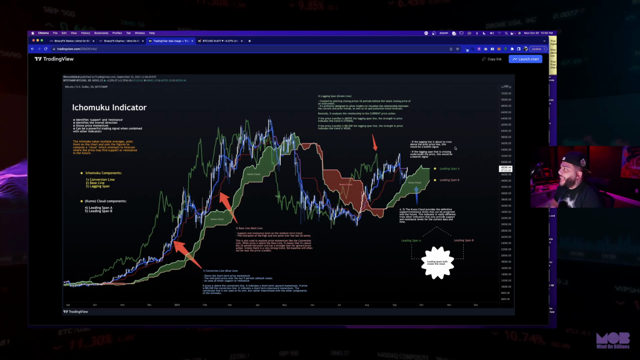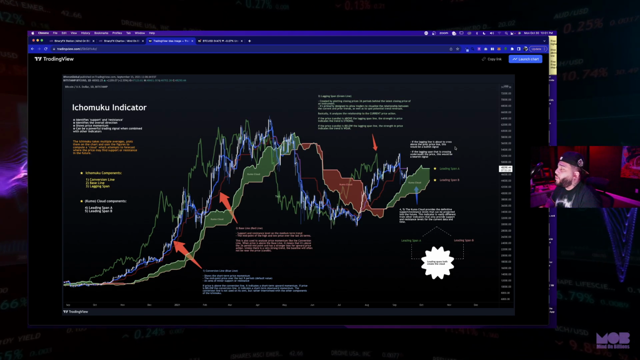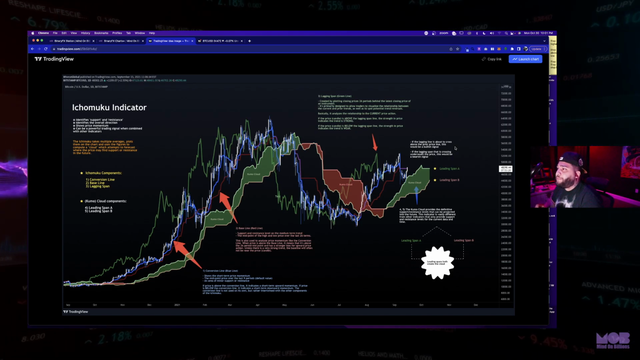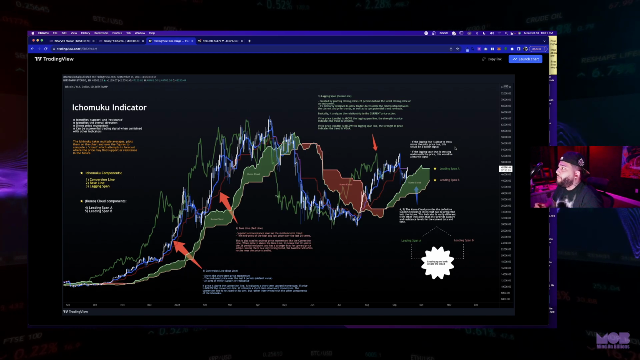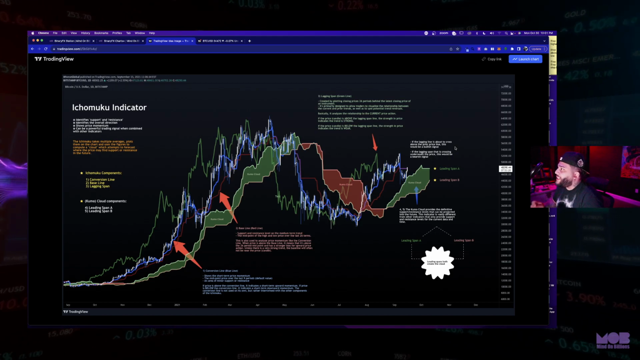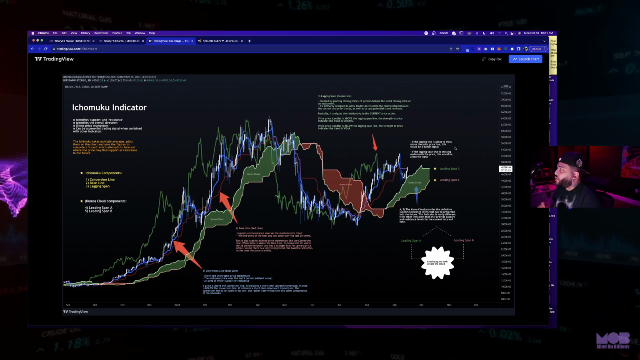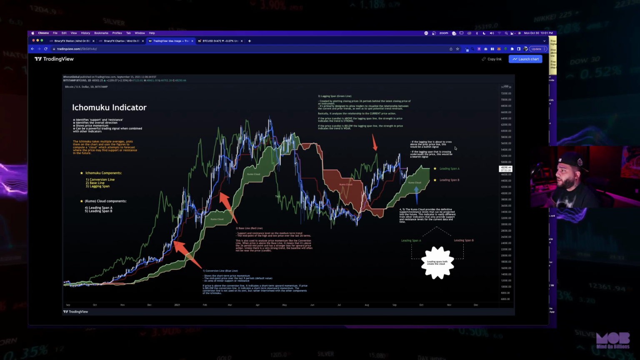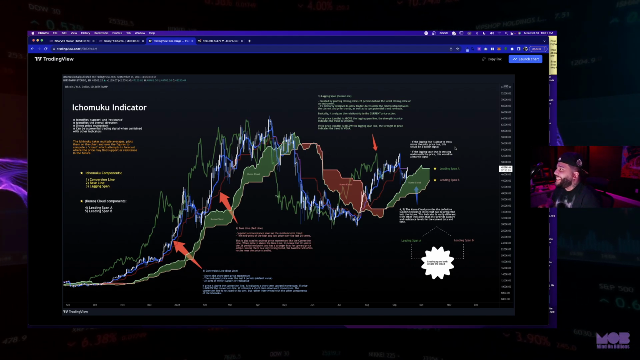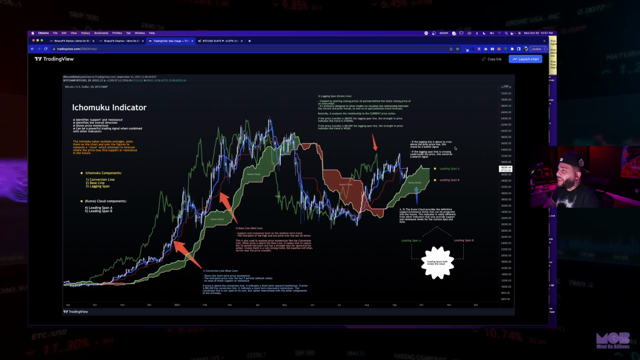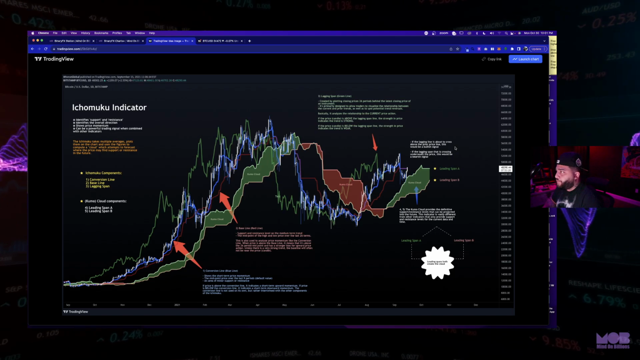So again, if the lagging line is about to cross above the prior price line, this would be a bullish signal. This would be a potential signal for a buy, a potential signal that the market is moving up. If the lagging span is crossing underneath the price, this would be a bearish signal.